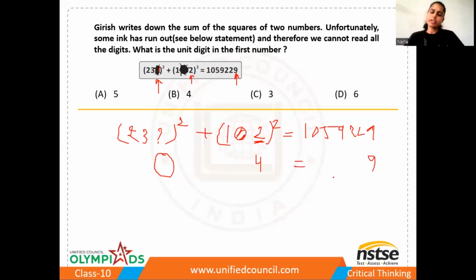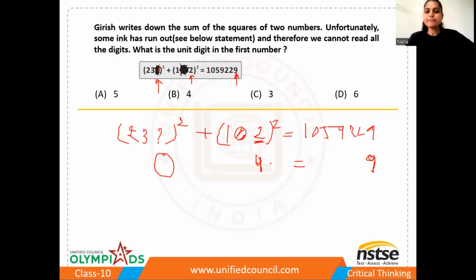Okay, they are talking about the unit digits. So here I am taking only the unit digits, right? Because whenever I do the square, only the unit digit affects the unit digit of the result, and for the sum it is also the same, right?